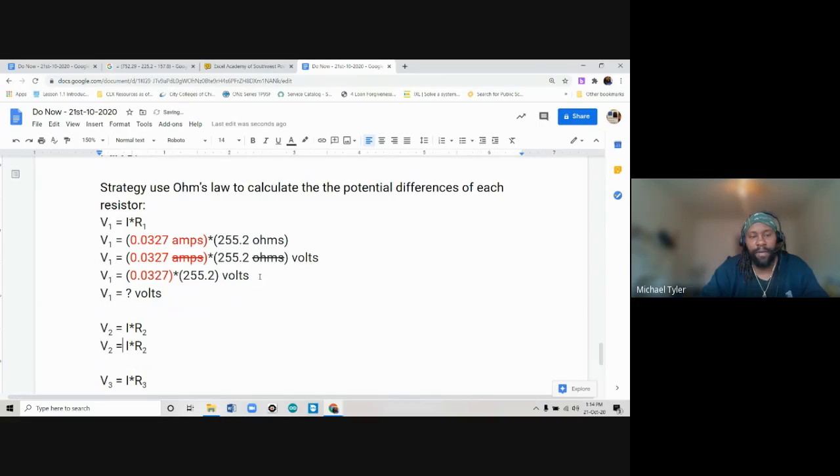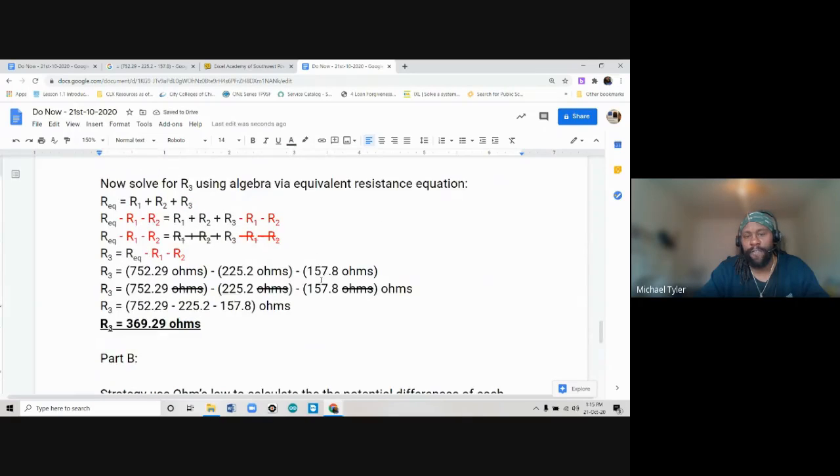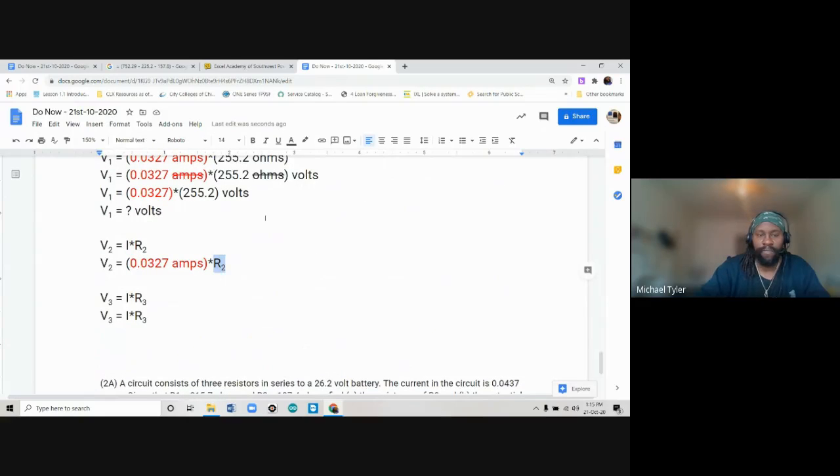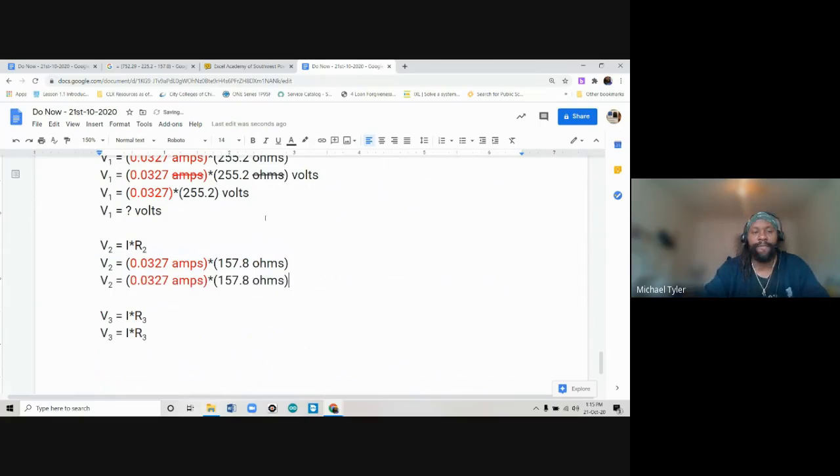You got to do the same thing here. What was the current? Current was pretty much this. It has not changed. Right, this right here, right? I'm down here, and this is my current. And the resistance was what? That was the 157.8, right? .8 ohms. And don't forget, you got to cross some things out. It's 11:15. You got to do the same thing for V3 and finish it off.